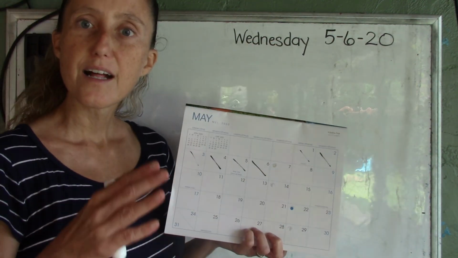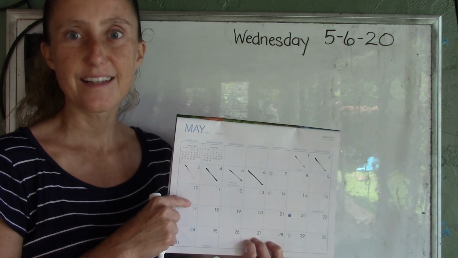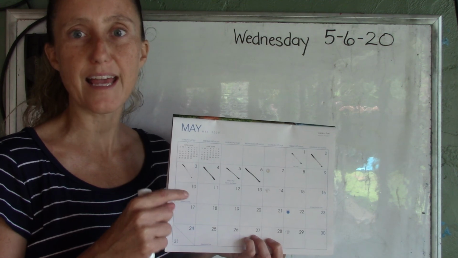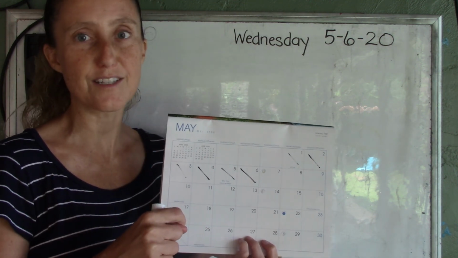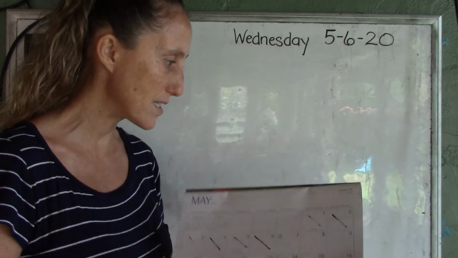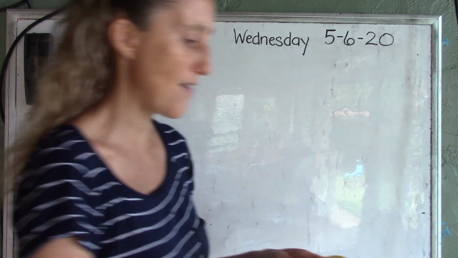Is that more or less than 2 weeks? It's more because there's 7 days in a week and there's 14 days in 2 weeks, then there's 16 days. So there's 2 more days, right? 2 more days more than 2 weeks. All right, so let's move on to our clock.